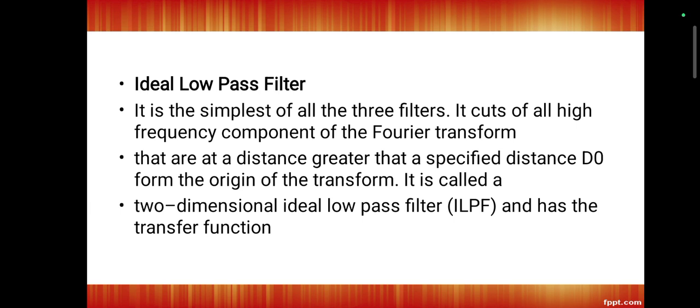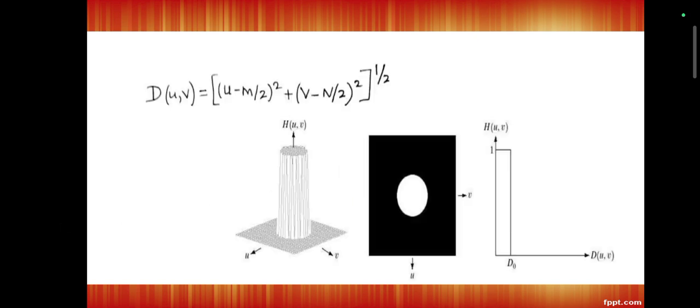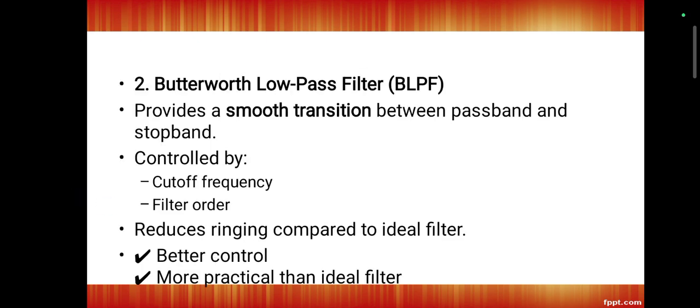Ideal low pass filter: the two dimensional ideal low pass filter has a transfer function that cuts off at distances greater than a specific distance D0 from the origin of the transform. It can be represented as H(u,v) equal to 1 when D(u,v) is less than or equal to D0, and 0 when D(u,v) is greater than D0. So D(u,v) is equal to [(u minus M/2) squared plus (v minus N/2) squared] to the power 1/2.